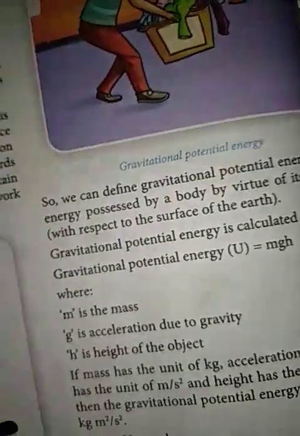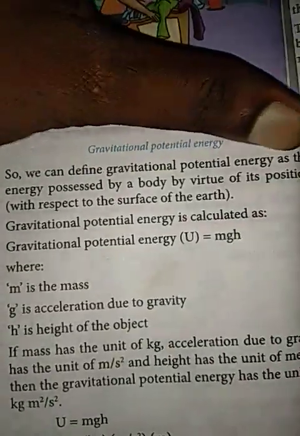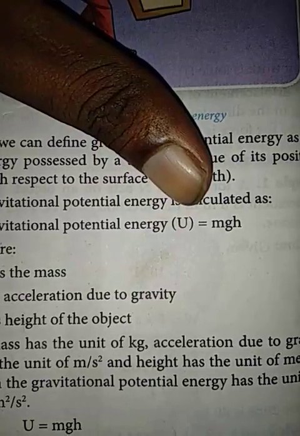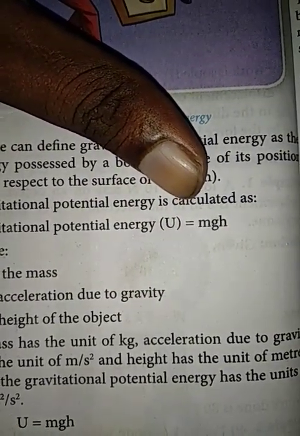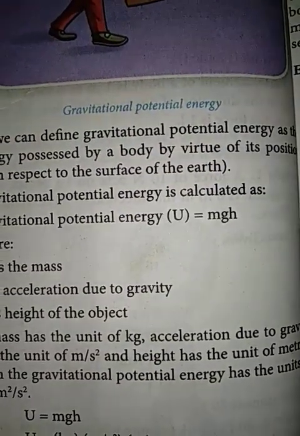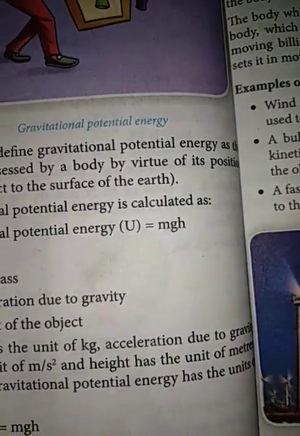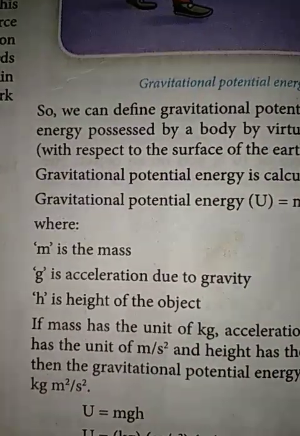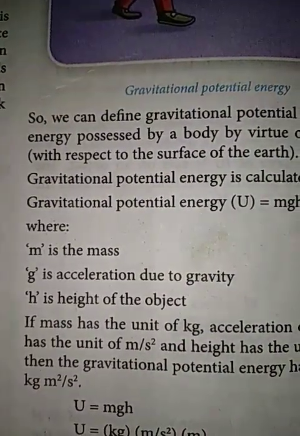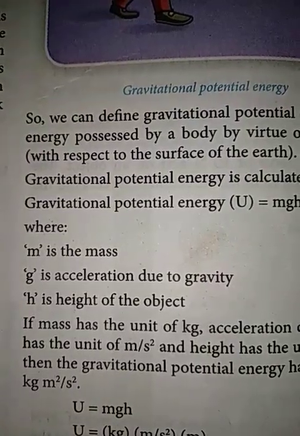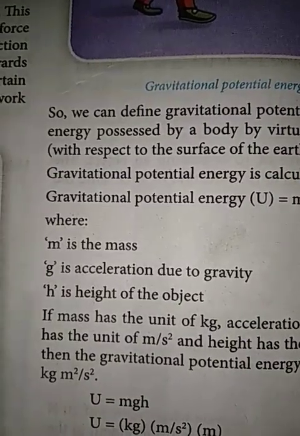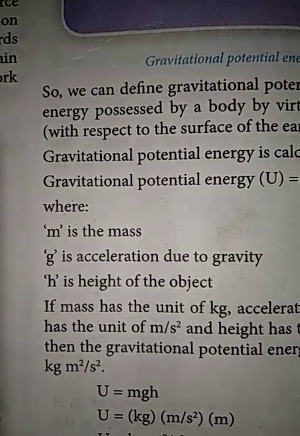So, gravitational potential energy is denoted by capital U, and gravitational potential energy is equal to mgh. Where m is the mass, g is the acceleration due to gravity, and h is the height of the object. Once again, U is equal to mgh, where m is the mass of the object, g is the acceleration due to gravity, and h is the height of the object.